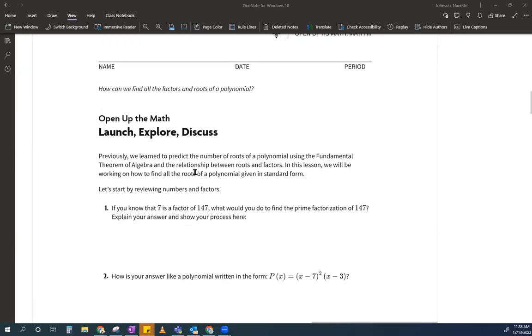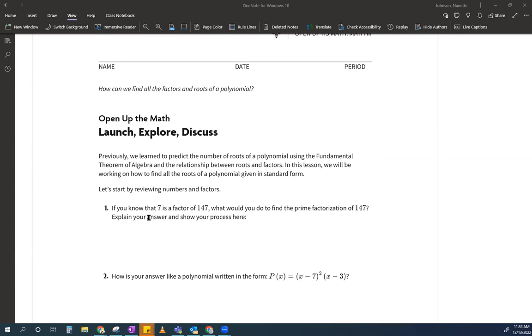It says previously we learned to predict the number of roots of a polynomial function using the fundamental theorem of algebra and the relationship between the roots and factors. In this lesson, we will be working on how to find all of the roots of the polynomial given in standard form. So first of all, this is the key part for the whole lesson.